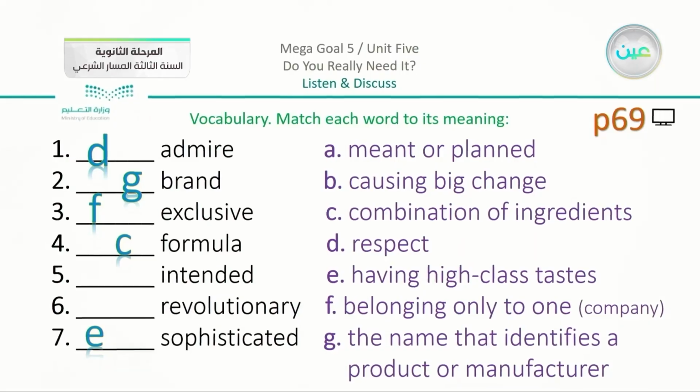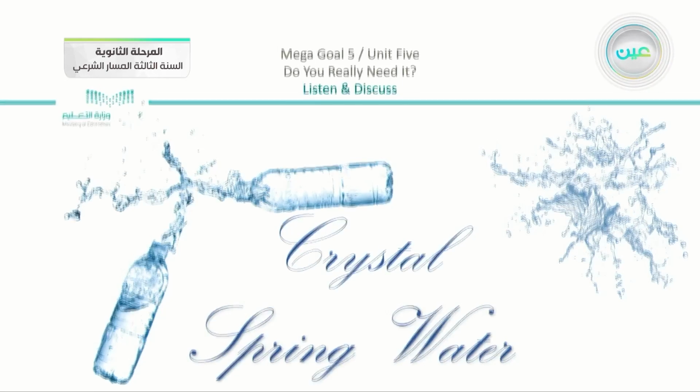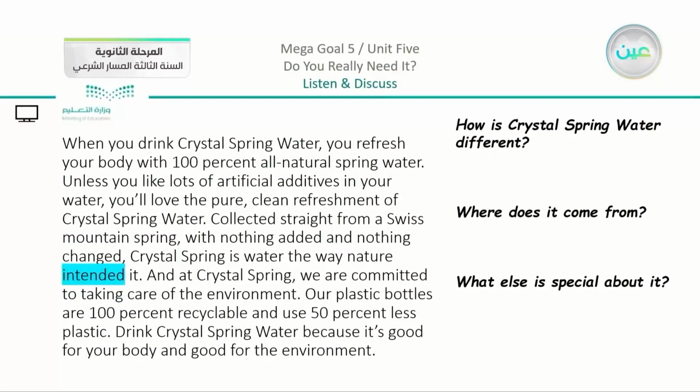Now moving on to the fourth advertisement that we have here. Now we have something about spring water. So let's just read and see here what are the questions. We have here 3 questions. We do have, how is crystal spring water different? The second, where does it come from? You're looking for a place. And we have number 3, what else is special about it? So start listening, and we do have a longer paragraph here.